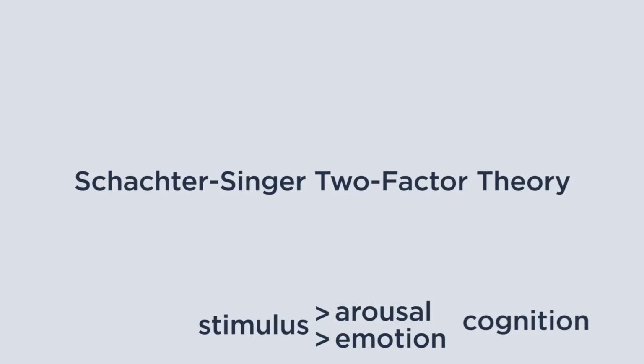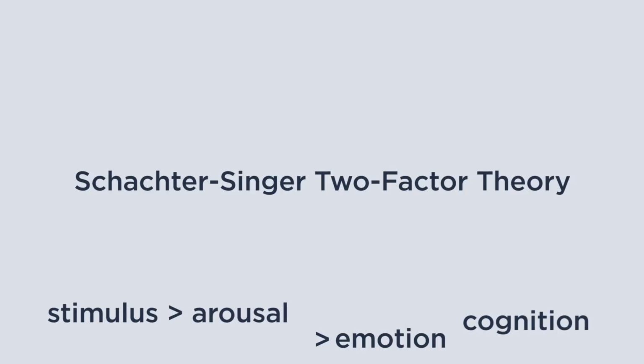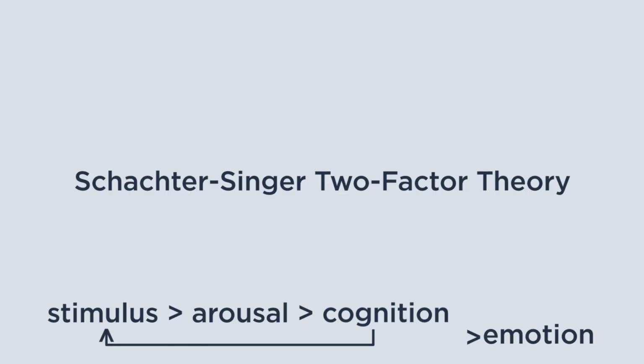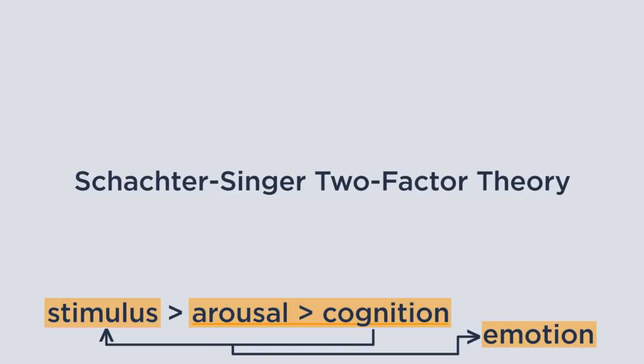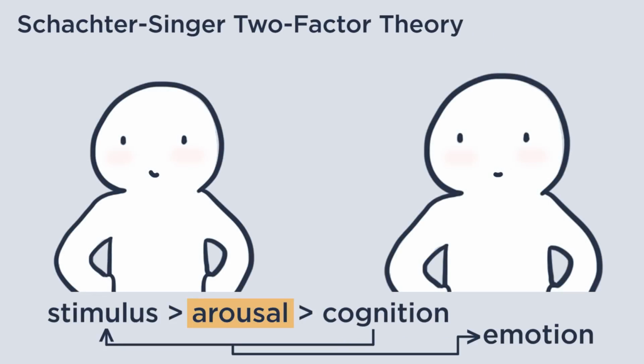The theory suggests that when a stimulus elicits some arousal, this arousal elicits some cognition, which interprets the source of the arousal, and then this interpretation elicits the experience of emotion. From the stimulus, it takes two different factors, the arousal and the cognition, to elicit the emotion, hence the name Schachter-Singer two-factor theory. For example, say that you feel your face start to flush.